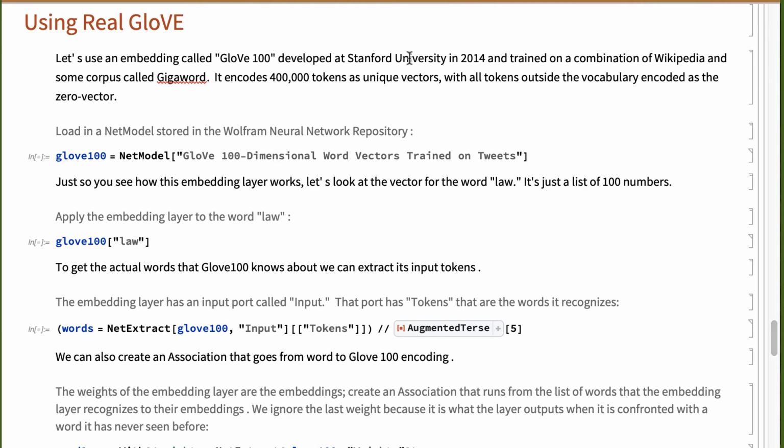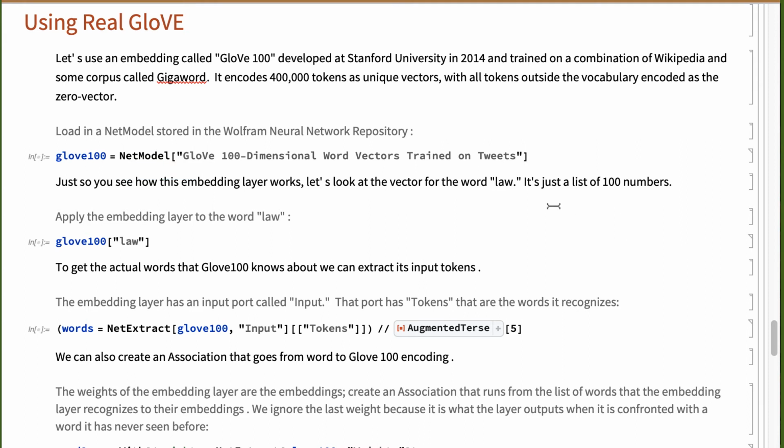GloVe was developed at Stanford University. They trained it on Wikipedia data, something called GigaWord. It's got 400,000 possible tokens, not just 2,800. And then finally, if you do give it a word it's never seen before, it's just going to return all zeros. So the GloVe model, that embedding, is stored in the Wolfram Neural Network repository, which you can just Google and go visit online to see what's there.